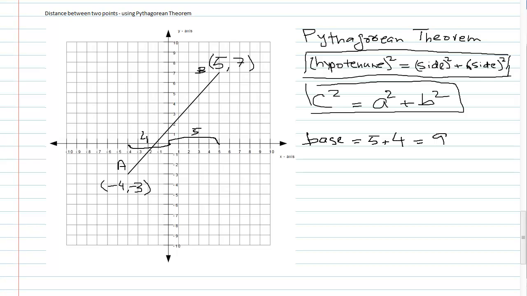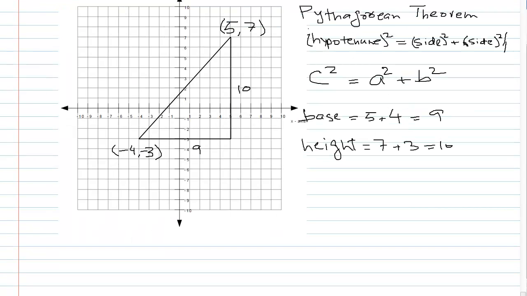For height, we add the length of the units of the y coordinate above the x-axis and below the x-axis. For point B, the y-coordinate is 7. That means that the y-coordinate is 7 points above the x-axis. And the y-coordinate for point A is 3 points below the x-axis. That gives us a total of 10. That's the height of this triangle.